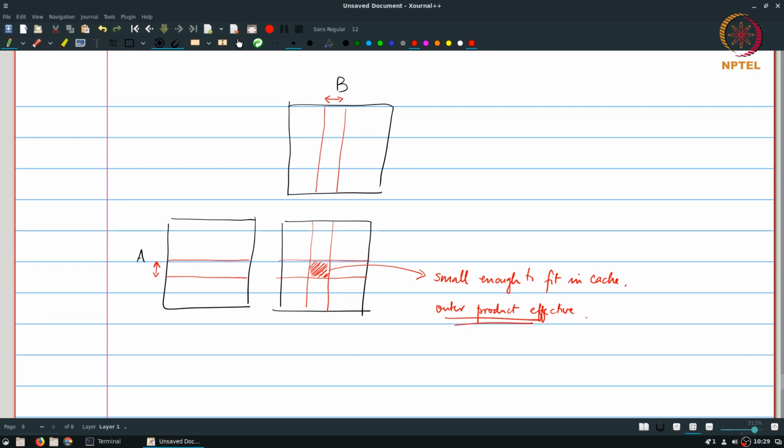Of course, the problem is I will need to store all of this portion of C somewhere in a way where I can access it efficiently, but that is precisely what I mean by saying that it is small enough to fit in the cache. Once this part of C has been completely computed, it can be discarded, or rather stored back into the main memory, and never needs to be touched again.